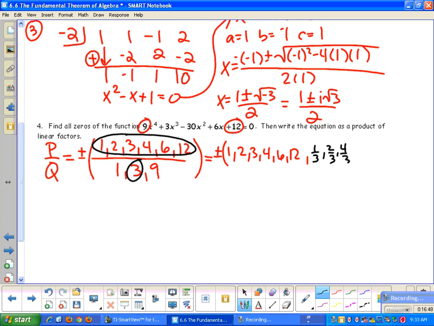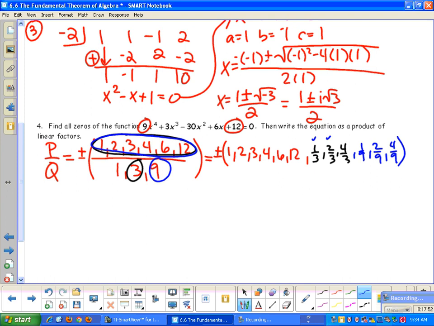Now that I've done that, I need to take all those numbers that I just did, and all of these numbers have to go over 9. So 1 over 9, and then I have 2 over 9, and then I have 3 over 9, which is just 1/3. We already have 1/3 right here, so I don't need to write it again. And then 4 over 9. The next one I have is 6 over 9, and 6 over 9 reduces into 2/3, and I already got that one, so I don't need to rewrite it again. And then 12 over 9, which again also reduces into 4/3, so we already have that. So then those would be all my possible rational roots.